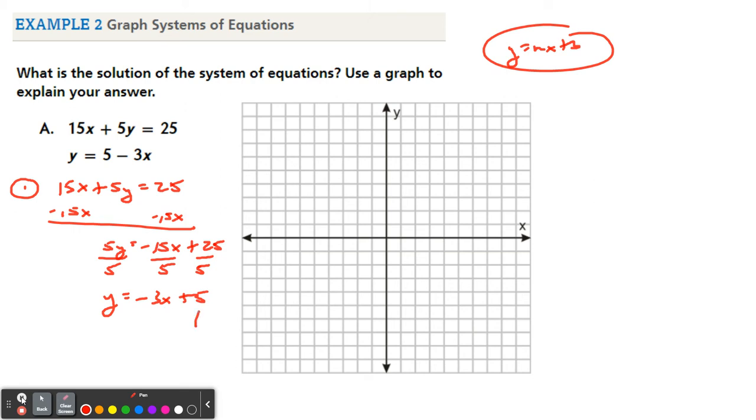And there is the first equation. Your b value is 5. Your m is negative 3. Put it over 1. So the b value is 5, go up 5. The slope value is negative 3, which means you go down 3 and right 1. Down 3, right 1. Down 3, right 1. You can also go up 3, left 1. And there's the line as best as I can draw.